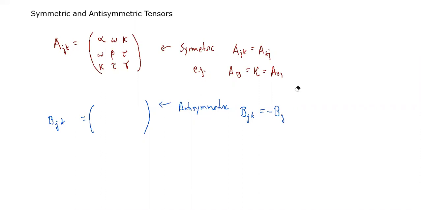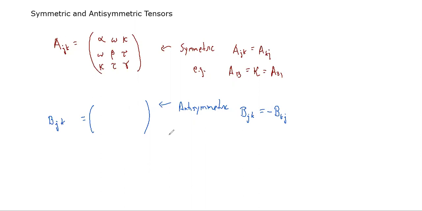No. So symmetric, positive: flip the indices 1,3 and 3,1, I get the exact same thing. Antisymmetric is the opposite of that, where BJK is equal to negative BKJ. Okay, as a consequence of this, we'll get there when we write something down.